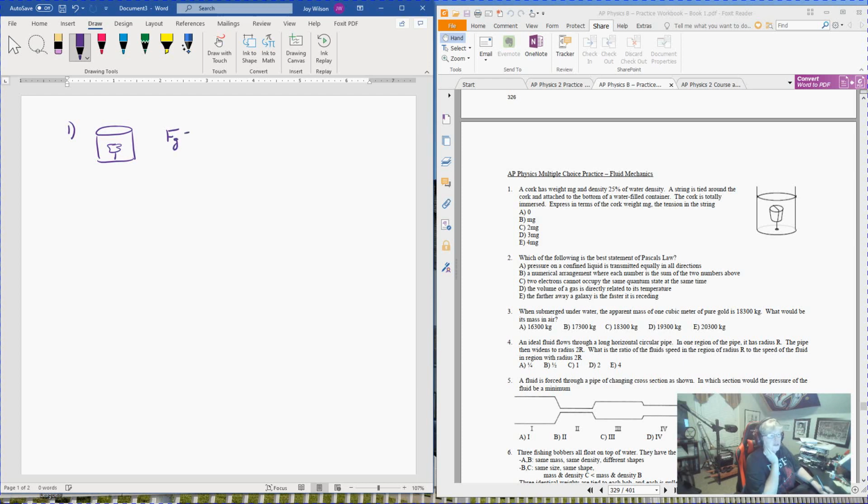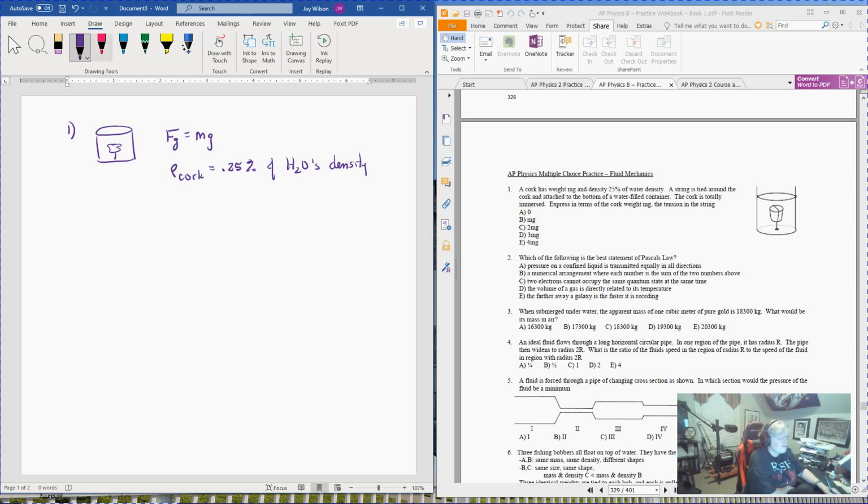Weight is force due to gravity, mass times gravity. And the density of the cork is 0.25 that of water's density. The string is tied around the cork and attached to the bottom. The cork is totally immersed. So express the tension in the string in terms of the cork's weight.